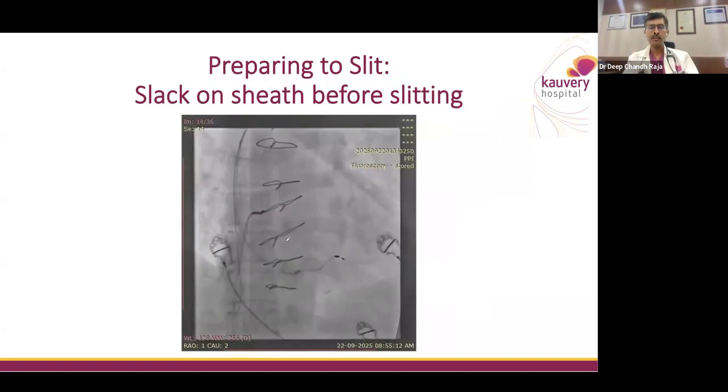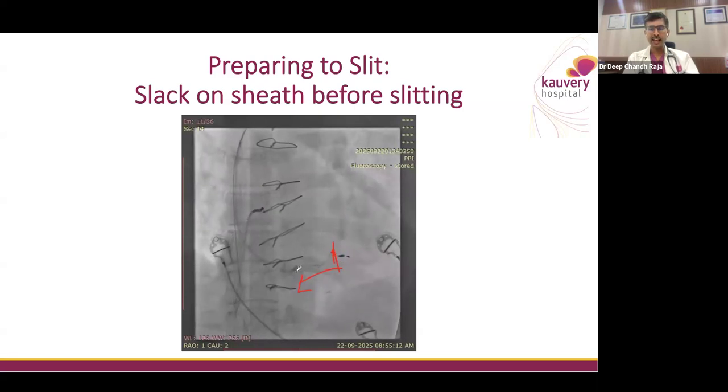Before you prepare to slit the sheath, you take the sheath past the right ventricular tricuspid valve back into the right atrium, and leave a bit of a slack here. This is a demonstration of the hinge point. You see the hinge point on the lead here, very well showing that both the anode and the cathode are passed into the interventricular septum. The hinge point of the lead is here, which tells us that both the anode and cathode have passed into the interventricular septum.